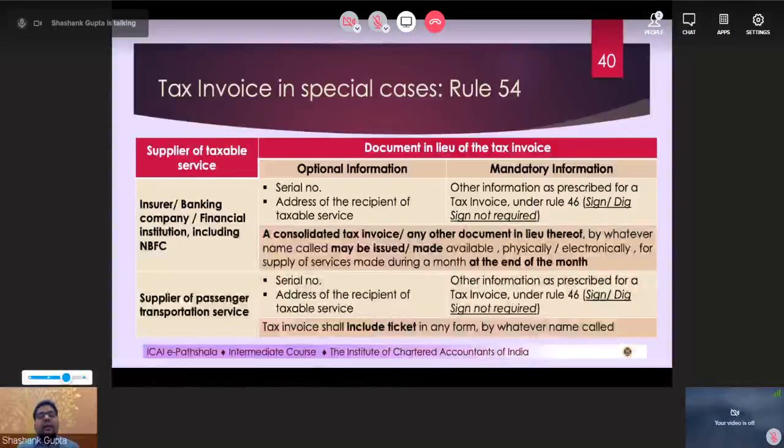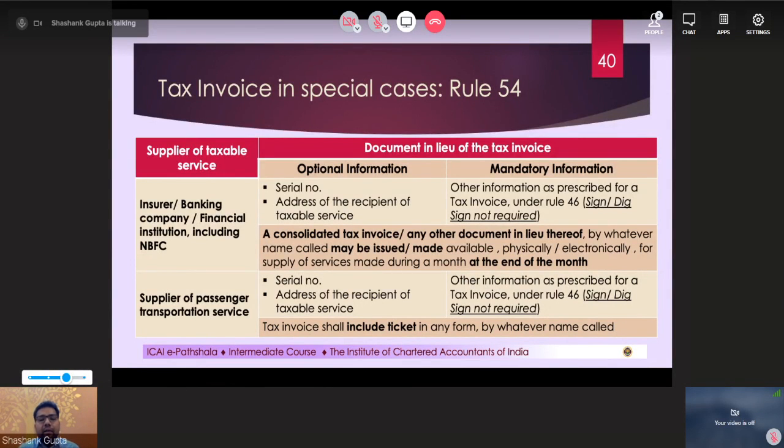So serial number and address of recipient have been made optional. What is mandatory is, other than these two details, all other details are to be mentioned. Plus signature, digital signature are not required. Plus a consolidated tax invoice or any other document may be issued at the end of the month. So these are special considerations given to insurer, banking company or financial institution.